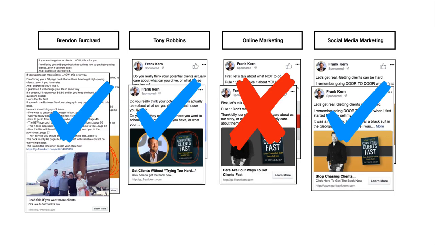So in the pruning phase, just like I showed you earlier, you're going to see all these different ads, you're going to know the numbers, I'm going to show you the metrics to look for, and you're going to get rid of the ones that aren't working, and we're going to maximize the ones that are working, which leads us to the next part, which is scaling, right?